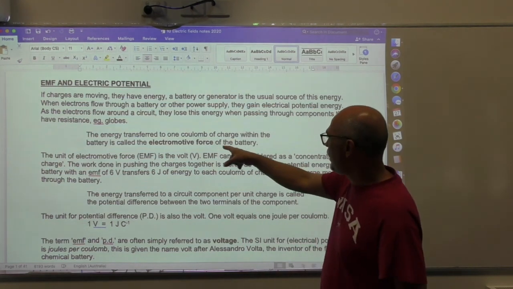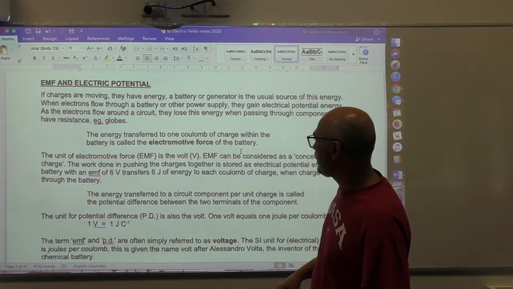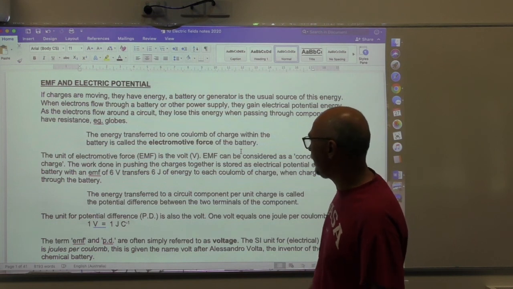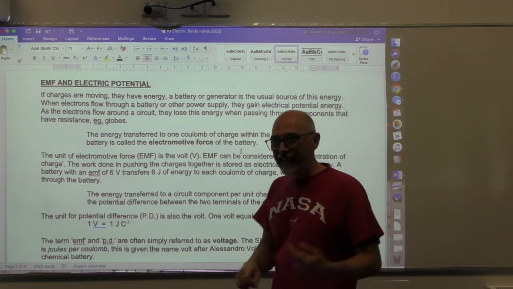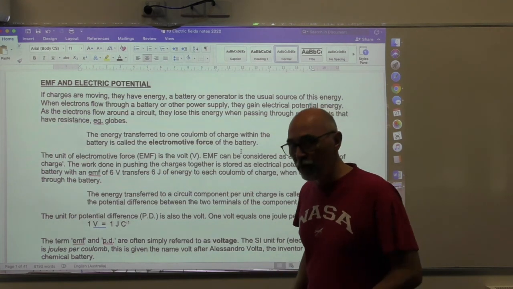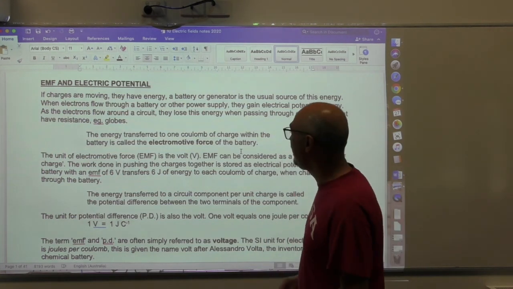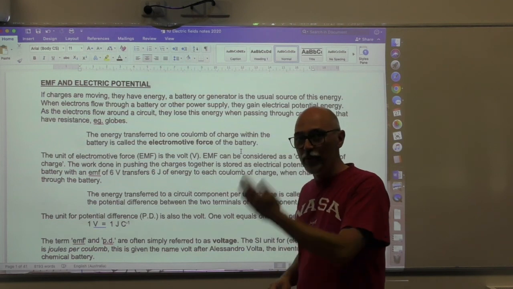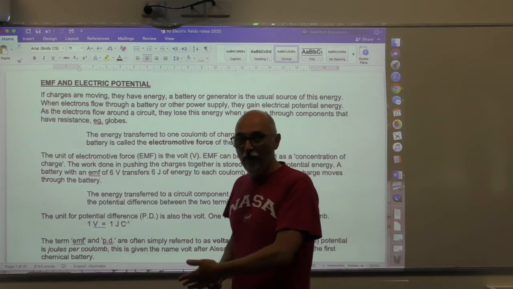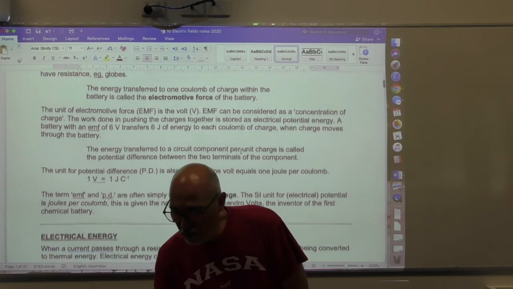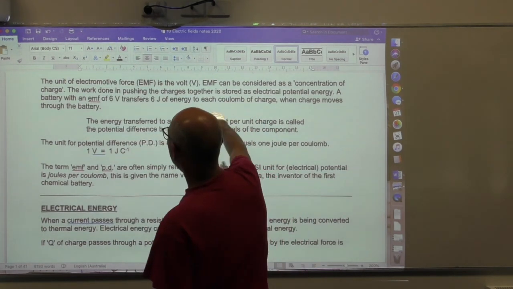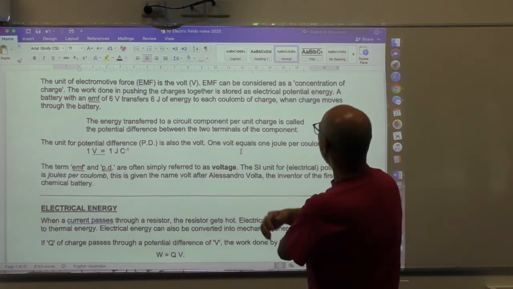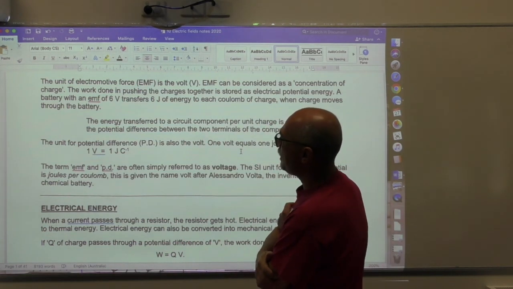So the energy transferred to 1 coulomb of charge within the battery is called the electromotive force of the battery. That is the whole joules per coulomb. That's what a volt is. If you give 1 joule to a coulomb of charge, then it's a 1 volt battery. So the unit of electromotive force, or EMF, is the volt.